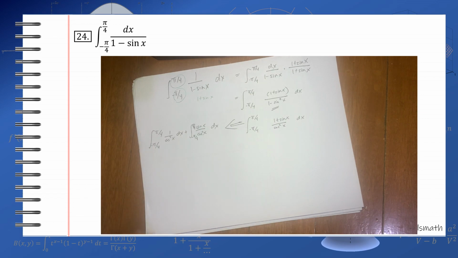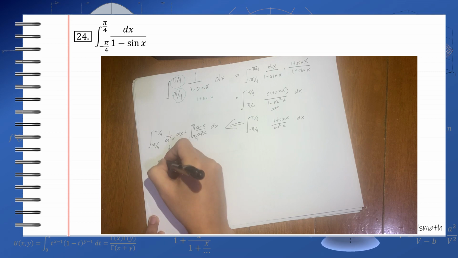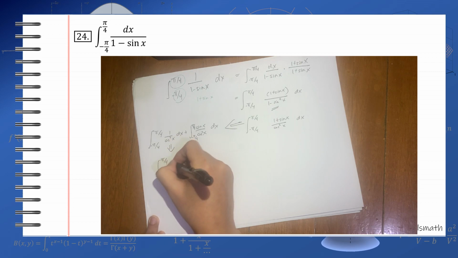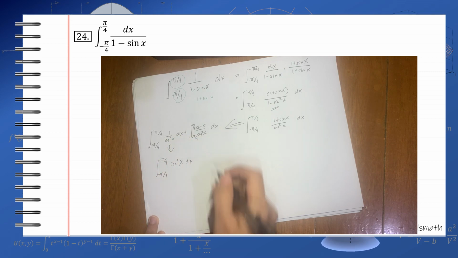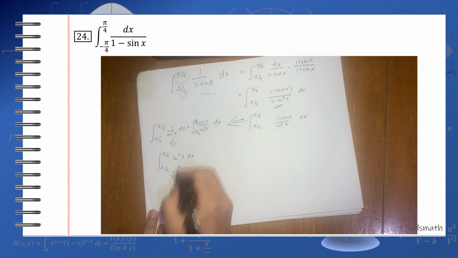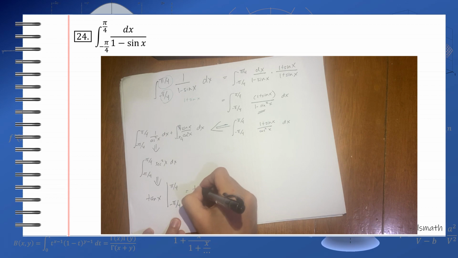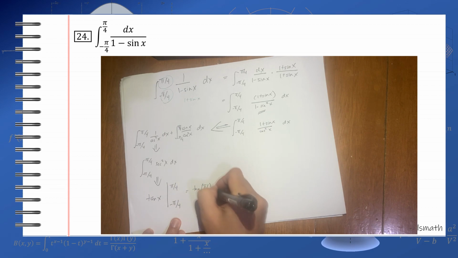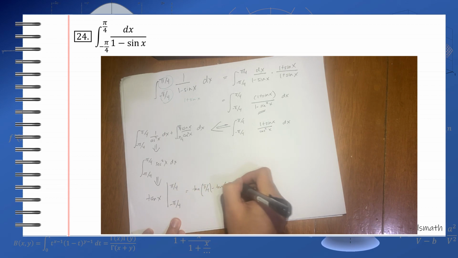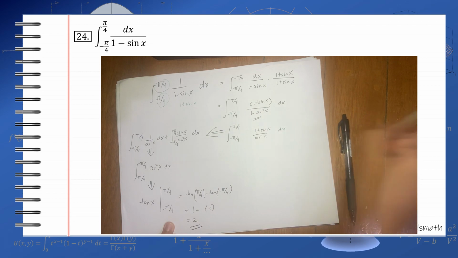This one is equal to secant squared x, which we know the antiderivative of. This is tan x. So we have to evaluate this from negative pi over 4 to pi over 4. So that's tan pi over 4 minus tan negative pi over 4. 1 minus negative 1 is 2. That's one part. So it's this part.